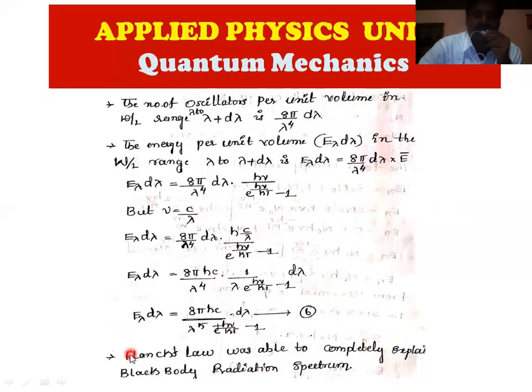This equation is Planck's law, able to completely explain the black body radiation spectrum at all frequencies. So this ends Planck's law.